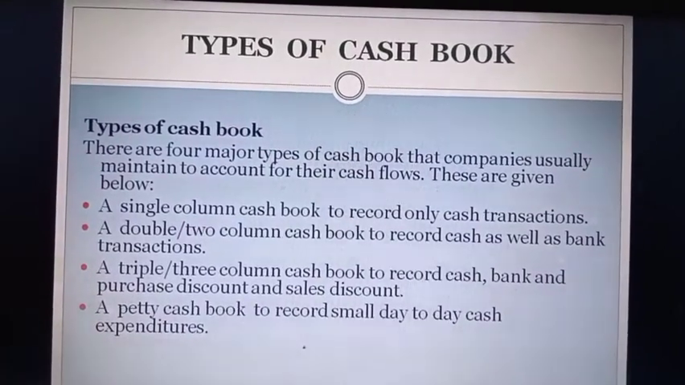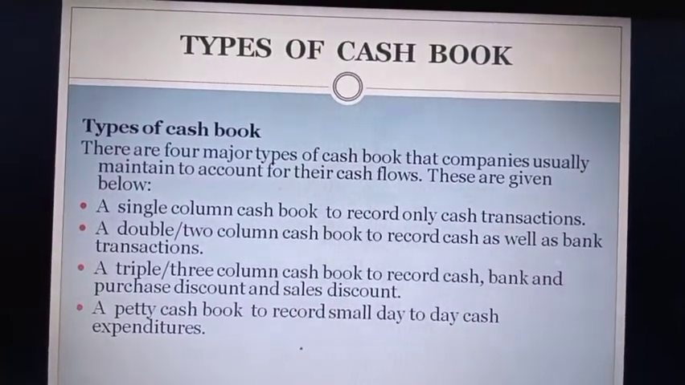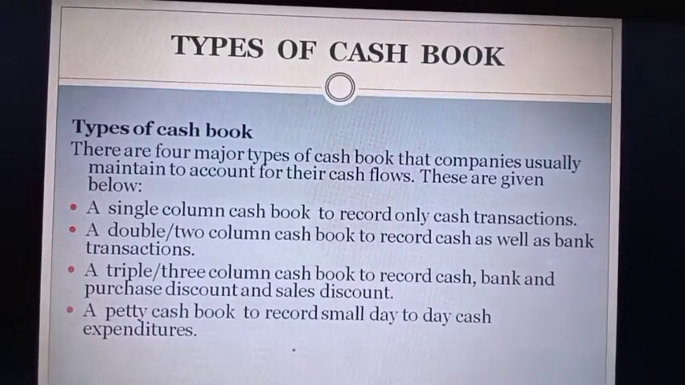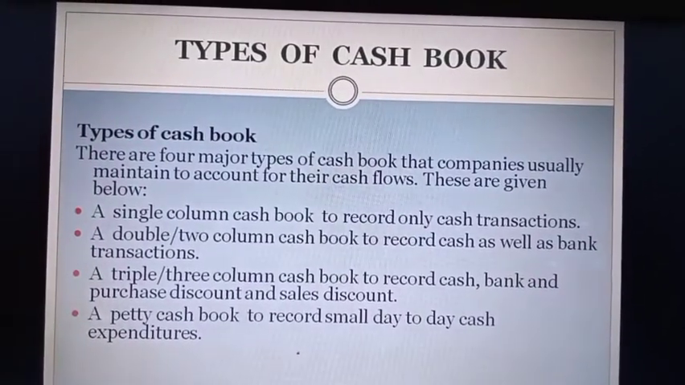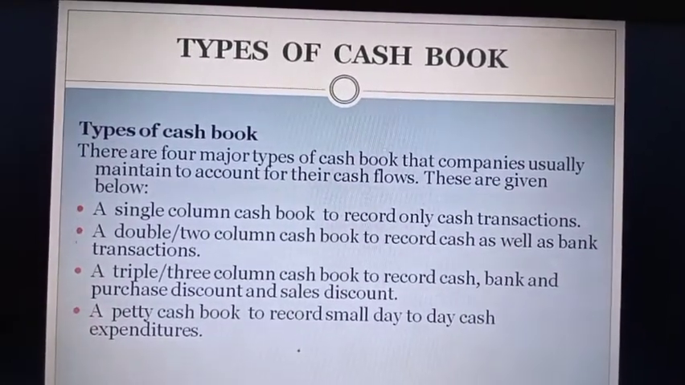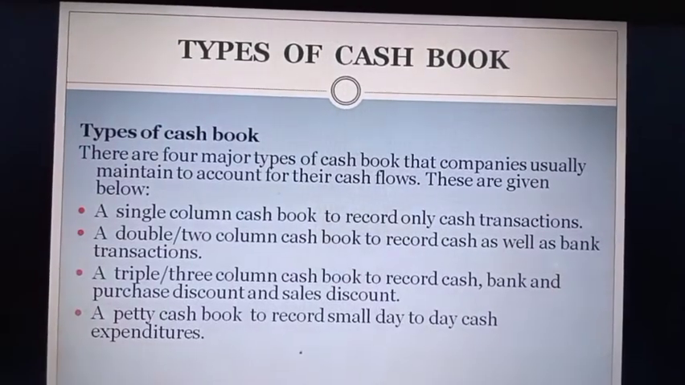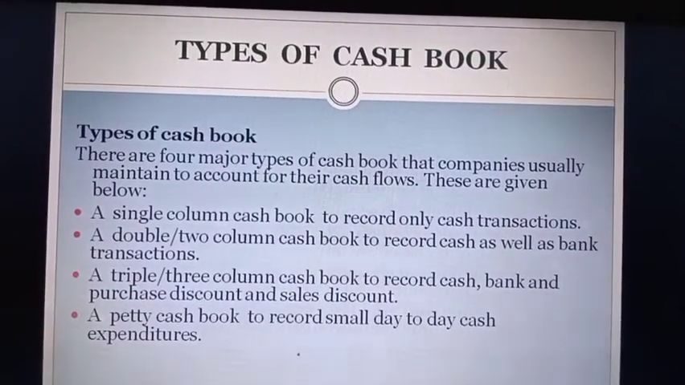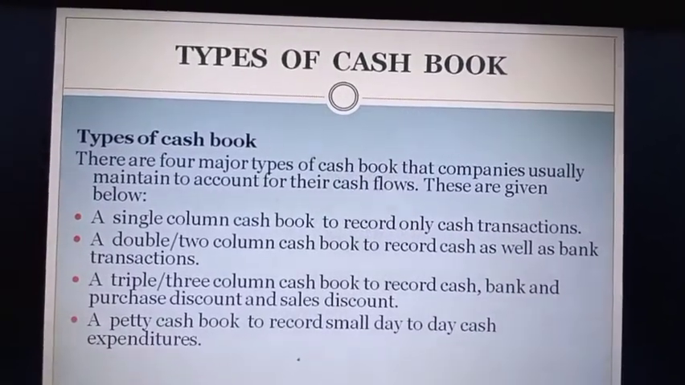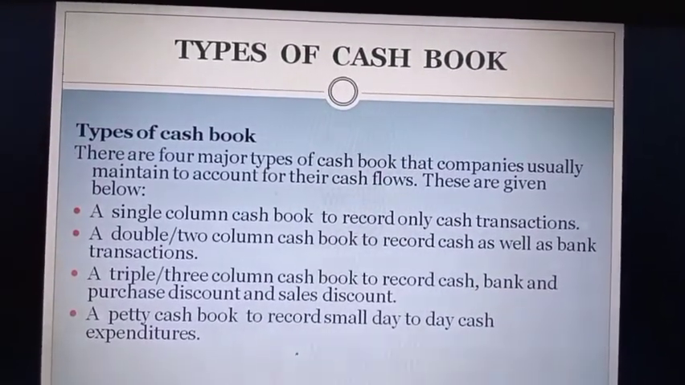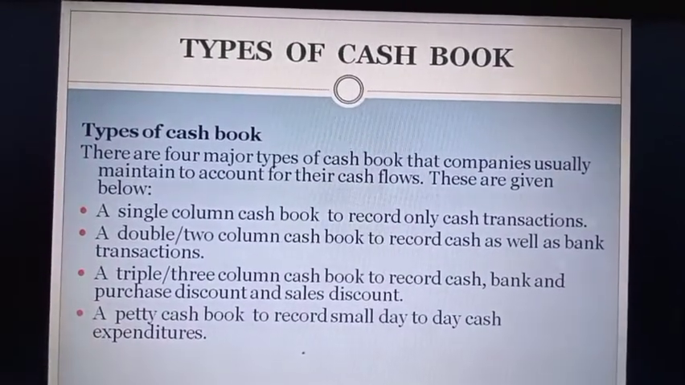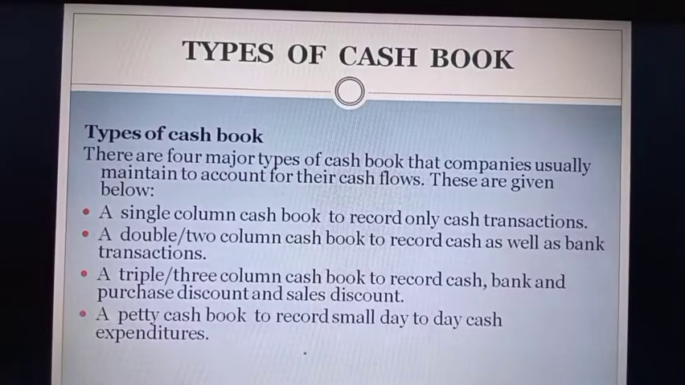And then the fourth category is a petty cash book, which records all the day-to-day petty cash expenses. There are various kinds of expenses that occur in a business, like suppose stationery purchased, all of which we will be learning in the subsequent classes. So remember, there are four kinds of cash book: single column, double column, triple column and petty cash book. Now we will move on to the features of cash book.